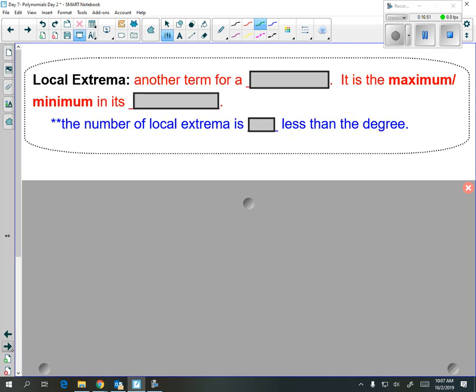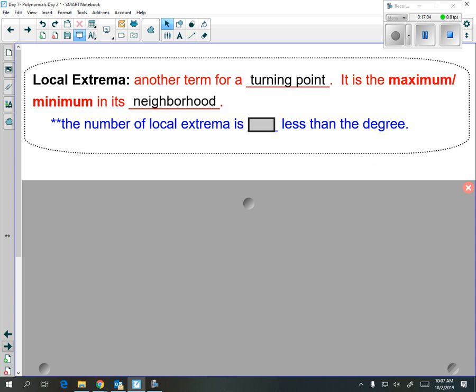Let's talk about extrema. Now, local extrema is just another term for a turning point, which we've talked about in this video already. It is the maximum or minimum in its neighborhood. So it doesn't mean it's the largest point. It's just in that section of the graph you're turning around. So that would be an extrema, a local max we call it. Now the number of local extrema is 1 less than the degree, what we were noticing before.